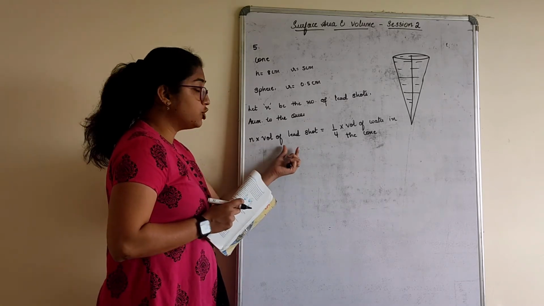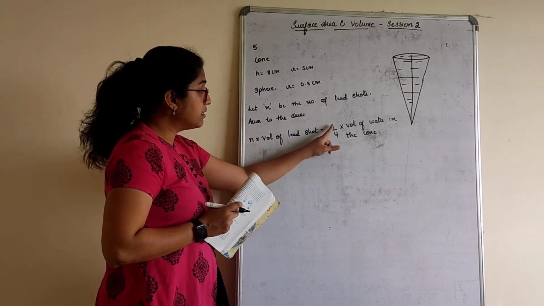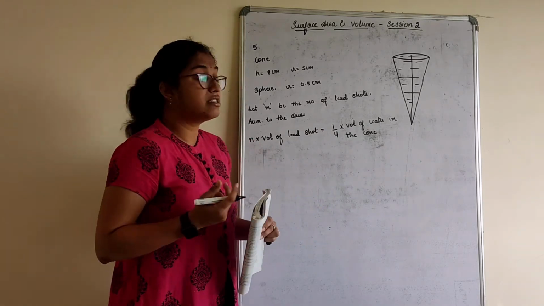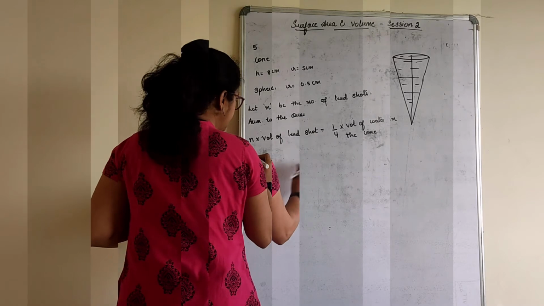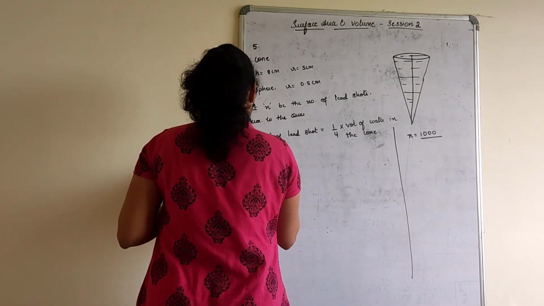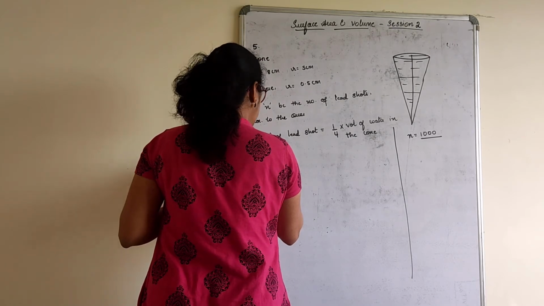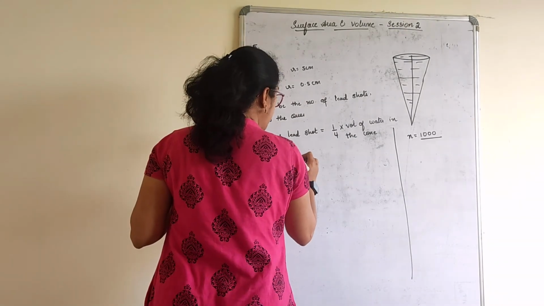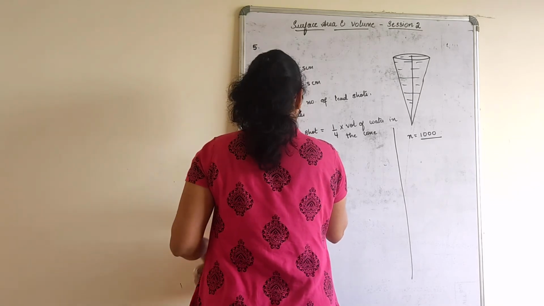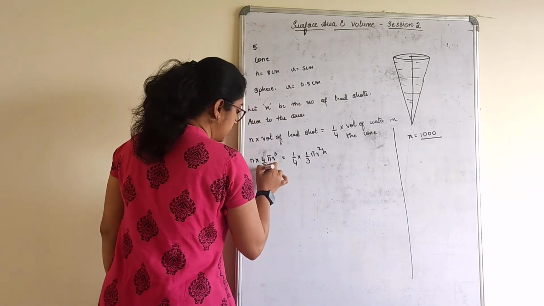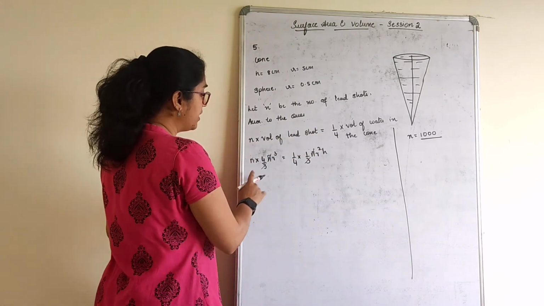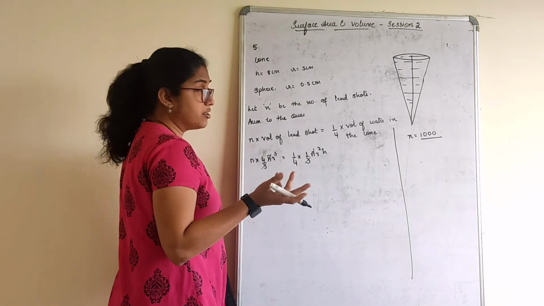So number of lead shots is how many? That is nothing but 1/4 of the volume of the cone. That means 1/4 of the water is splashing out. Substitute. So volume of sphere, lead shot, is 4/3 pi r cube is equal to 1/4 into volume of a cone. Formula is 1/3 pi r square h. 3 and 3 will get cancelled. Pi and pi will get cancelled. Remaining r and r won't cancel because they are different.